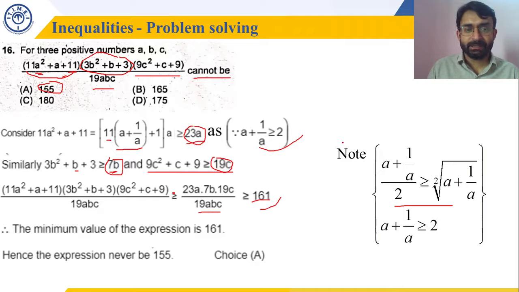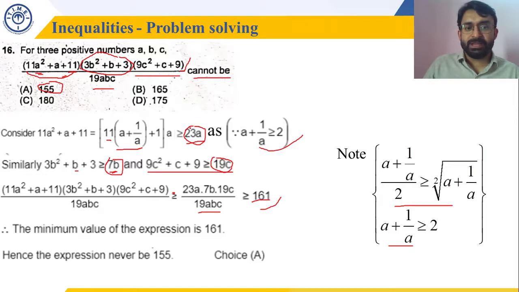Am I right? Fine. Now if we look at this, A plus 1 by A is greater than or equal to 2. When will it be 2? If A and 1 by A are both equal, A is 1. If you put A as 1 in this equation, 1 upon 1 plus A is equal to 2. So I can directly put 1 in this equation. A is equal to B is equal to C is equal to 1.